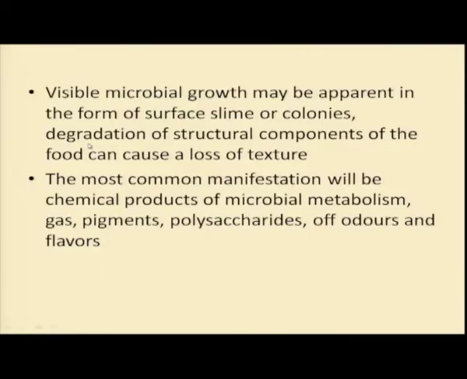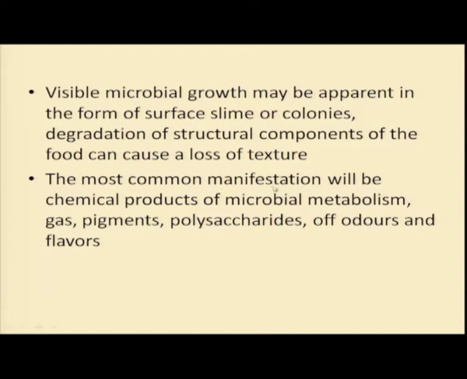In many cases, visible microbial growth may be apparent in the form of a slime. Sometimes you will see small dot-like colonies on the top, and degradation of the structural components of the food. This in turn will cause a change in the texture of the food concerned. The rigid nature of the fruit or the vegetable might change, giving you a loose skin with abrasions or breaks in between, which in turn will make it easy for the microbe to enter and spread faster, thereby increasing the degradative rate.